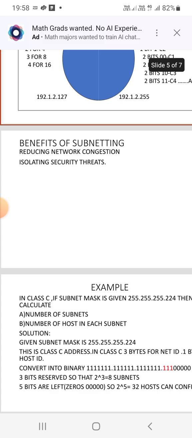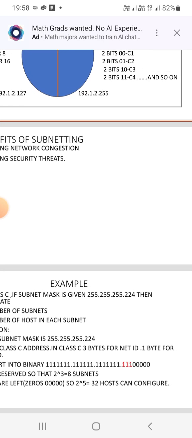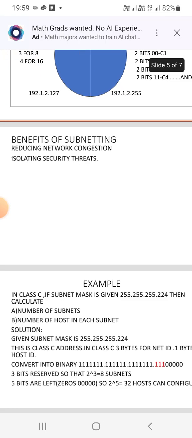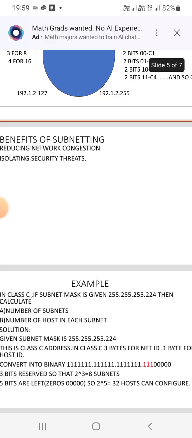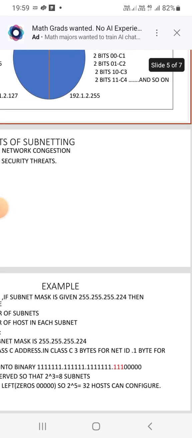So convert this into binary. In the host part, 3 ones are available. These 3 bits are reserved for subnet making. So with 3 bits reserved, 2 power 3, that is 8 subnets can be formed. The remaining bits are 5 zeros. So 5 bits are left, and 2 power 5, that is 32 hosts can be configured.